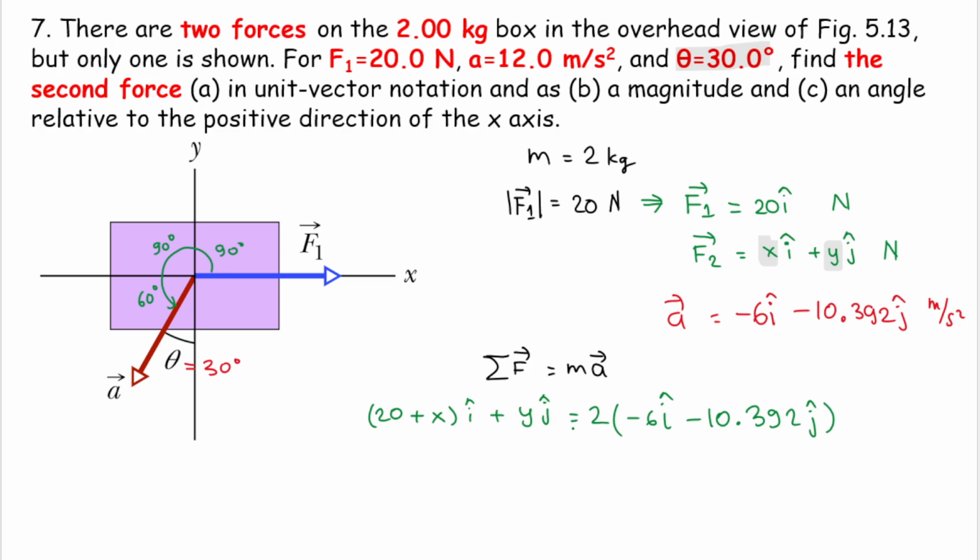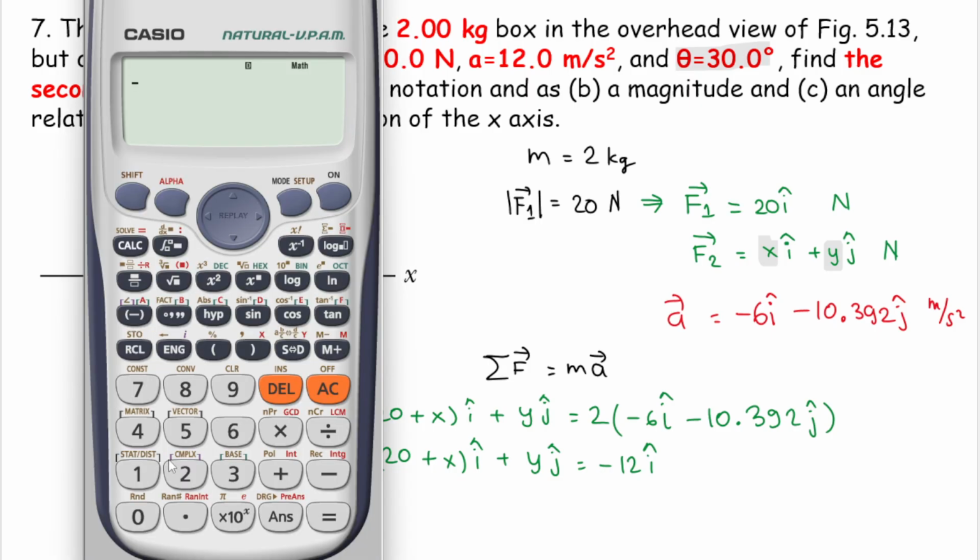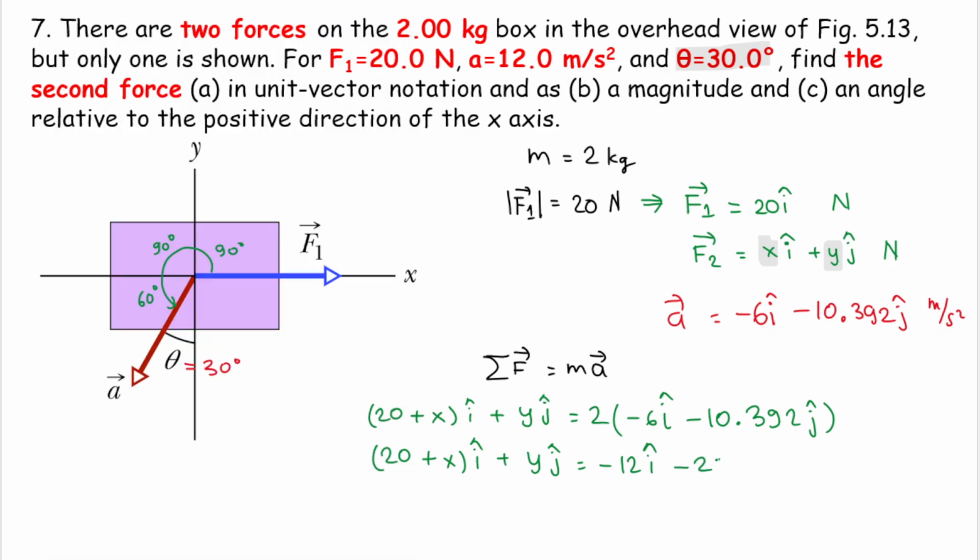Okay. Now let's distribute these 2 here. So I'll have 20 plus x here, and that will be on the i direction, and then y in the j direction, and we will have minus 12 here on the i direction, and then we will have this one here. Maybe let's use the calculator for that. Minus 10.392 times 2. Okay, so we'll have minus 20.784, minus 20.784, and that will be on the j direction.